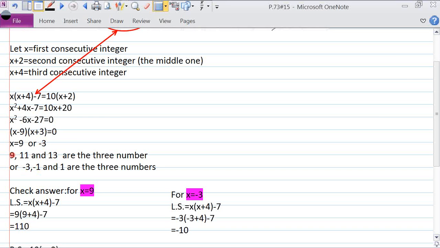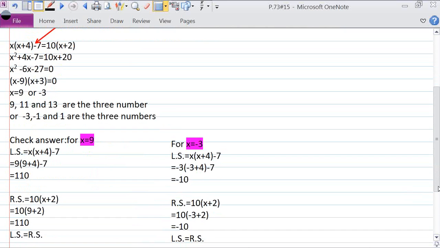So if x is 9, x plus 2 is 11, and x plus 4 is 13. So 9, 11, 13 are the three numbers. Or we start with minus 3, we add 2, we get minus 1. If we start with minus 3 and add 4, we get plus 1. So it's either this possibility or that possibility.